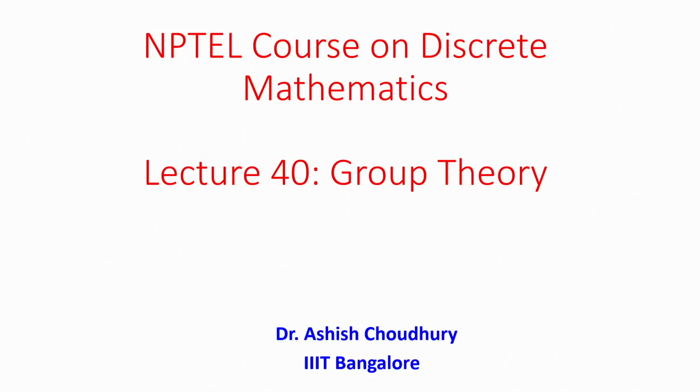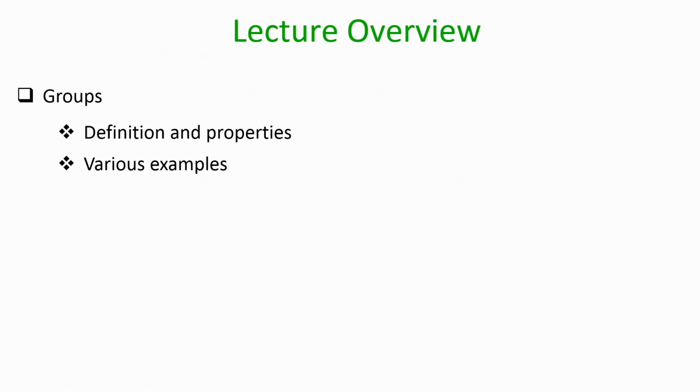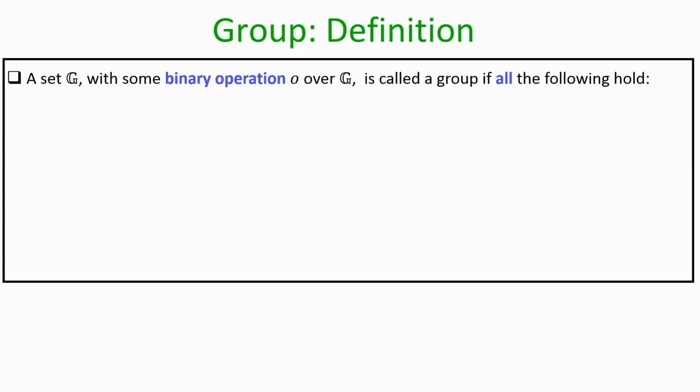So, now for the next few lectures we will focus on abstract algebra and we will start with group theory. The plan for this lecture is as follows: we will discuss the definition of groups, we will see various properties of groups, and we will also see various examples of groups. So, let us start with the definition of group.